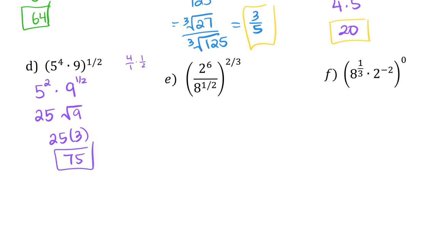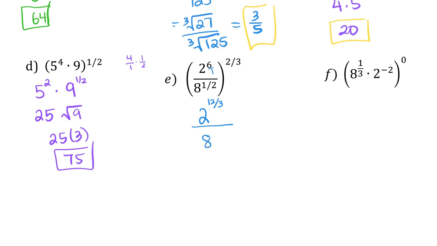Let's try another tricky one. 2 to the 6 is pretty big. 8 to the 1/2 is the square root of 8. I don't even want to do that. So let's try to use the properties. For the top, I'm going to multiply these exponents. 6 times 2 is 12. 1 times 3 is 3. Okay, what about on the bottom?